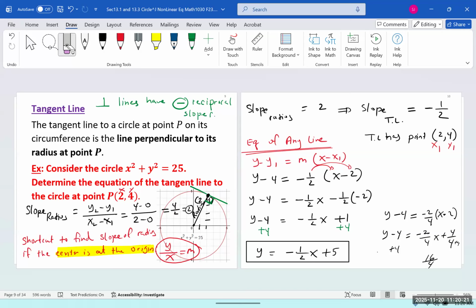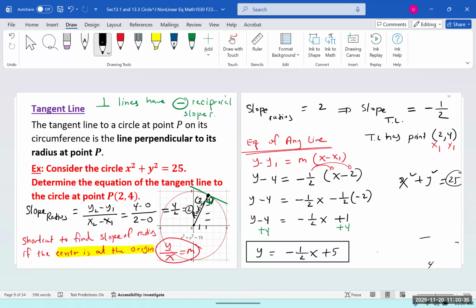You know what the reason is? This equation is wrong here. This point is wrong. Why is this point wrong? Because x squared plus y squared is supposed to be 25. If x is 2 and y is 4, what is 4 plus 16? 20. So this point is wrong. That's why it didn't work.